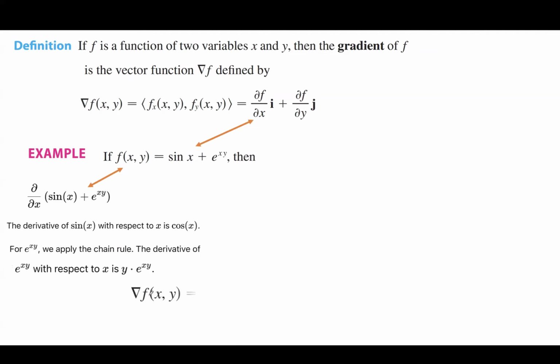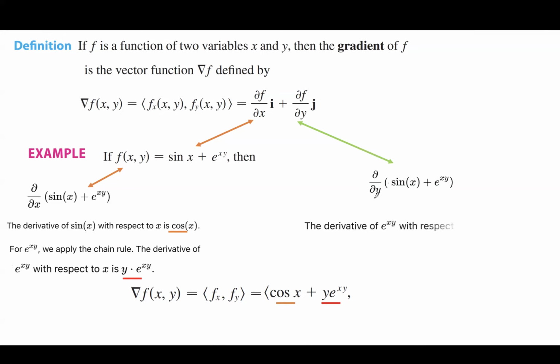So we can form some part of the gradient of f, which can be written as cosine x plus y e to power xy. So we copy down the cosine plus we copy down y e to power xy. Now for the second portion, we need to find the partial derivative of the function with respect to the second variable y. The function is sine x plus e to power xy. In taking the derivative of sine x with respect to y, it doesn't have any y in it, so you're going to get 0.